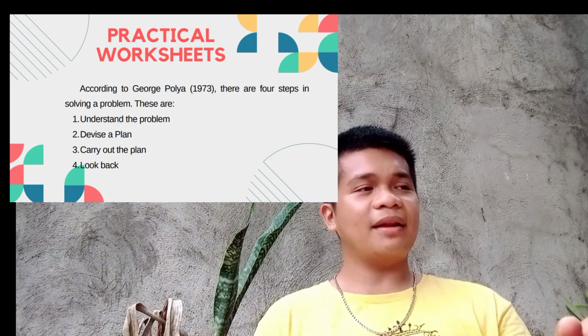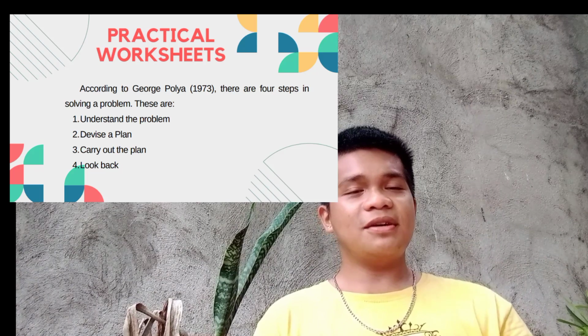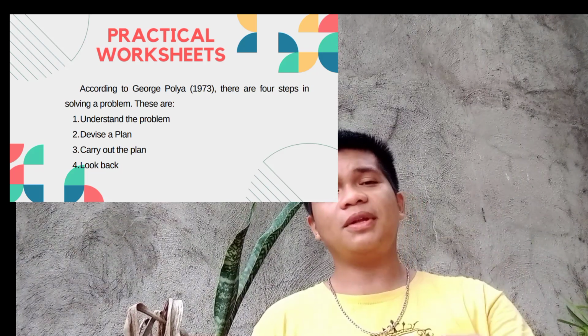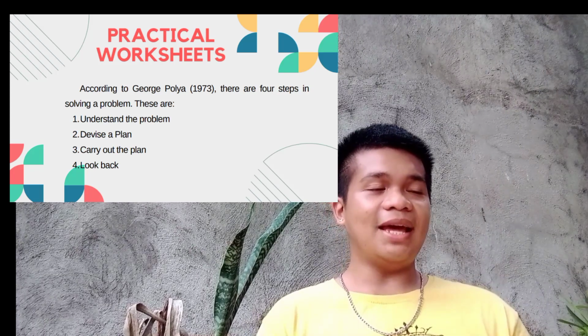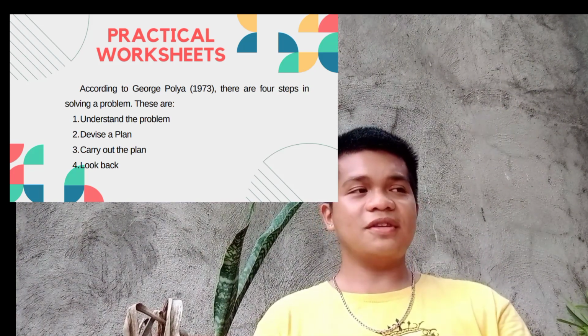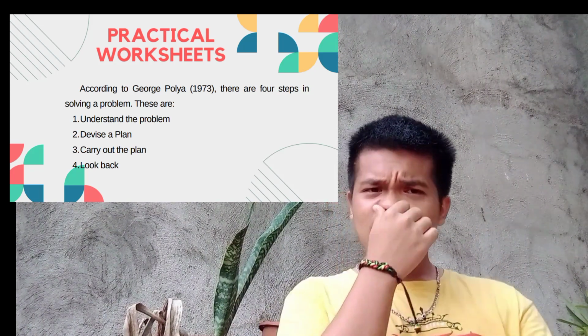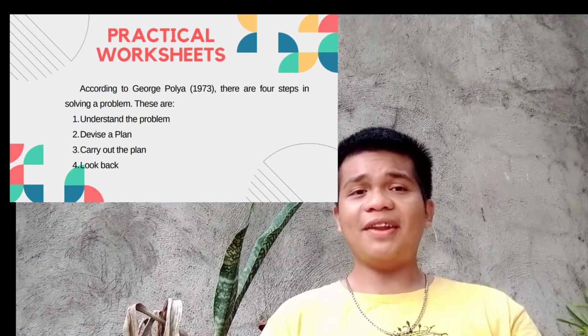Third, carry out the plan. This is the step where we solve the problem itself. You solve it and see whether it is correct or not. So the fourth step is look back. Look back or reflect.